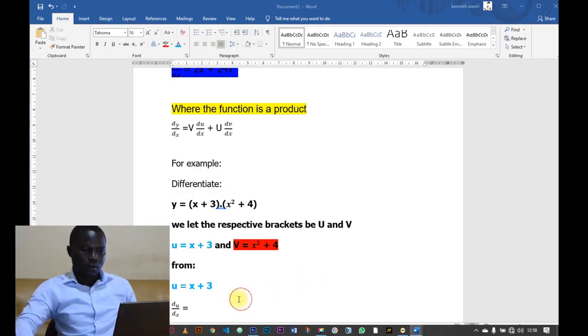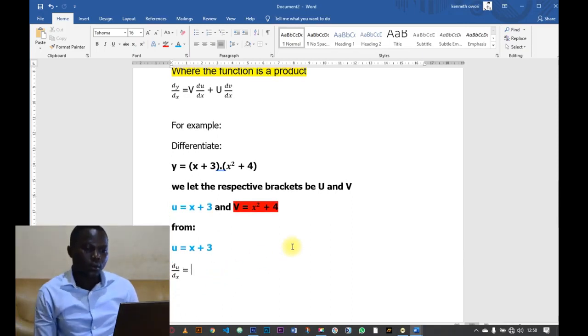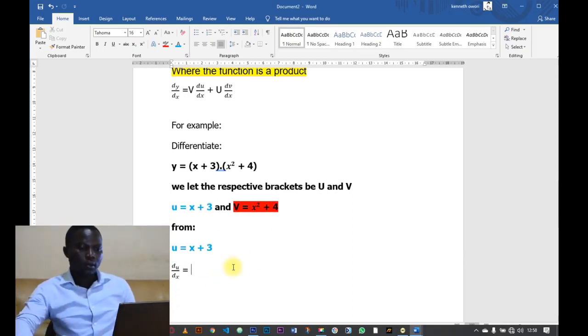So let's continue from where we were. We had seen u being equivalent to x plus 3, and then we let v be equivalent to x squared plus 4. So now, from u equals x plus 3, we need to find the derivative of u, that is du dx, given as the derivative of x plus the derivative of 3.